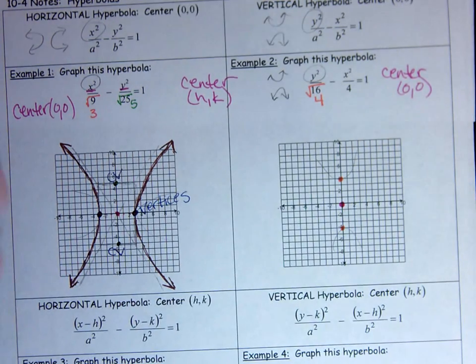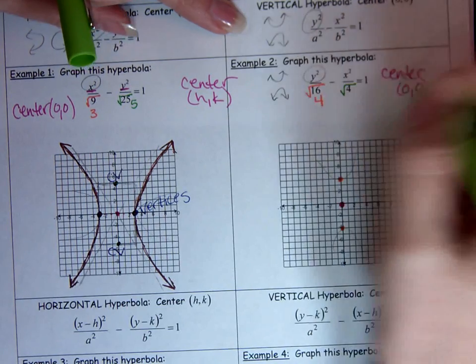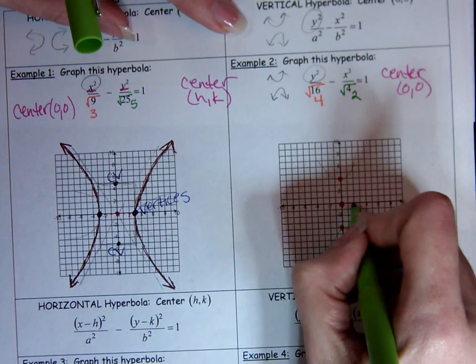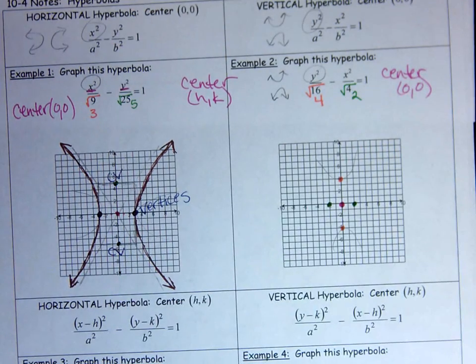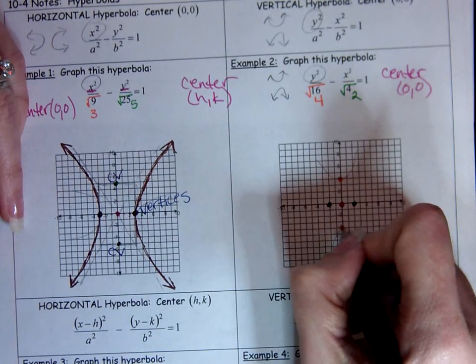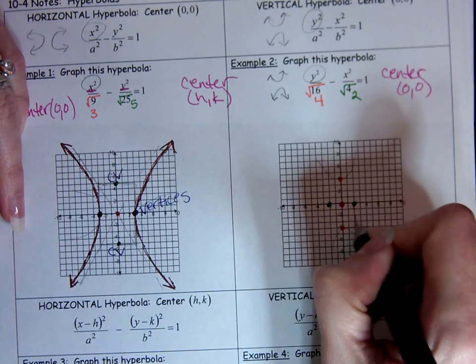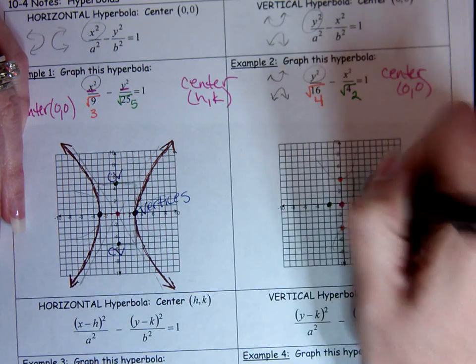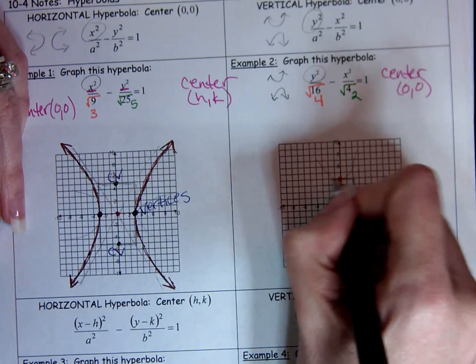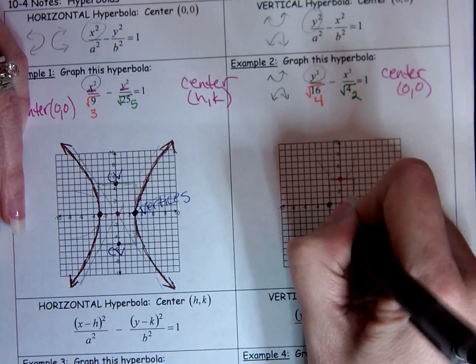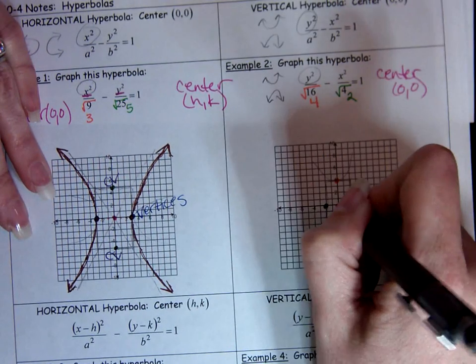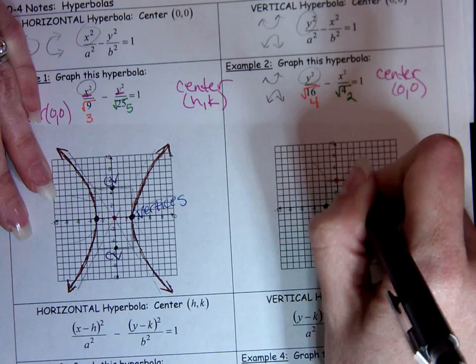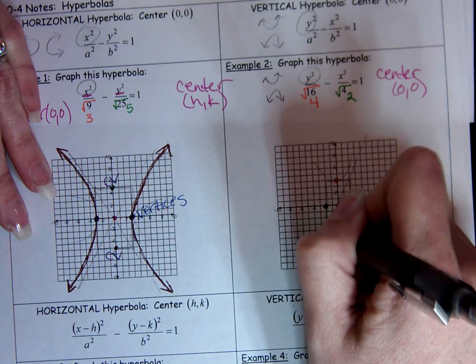And our x sitting over 4, so horizontally we're going to go 2 units. And we're ready to draw a rectangle. Lightly so it doesn't get in the way. It's not part of the graph, it's just a tool we use to make the graph. And connect our diagonals, extend through.